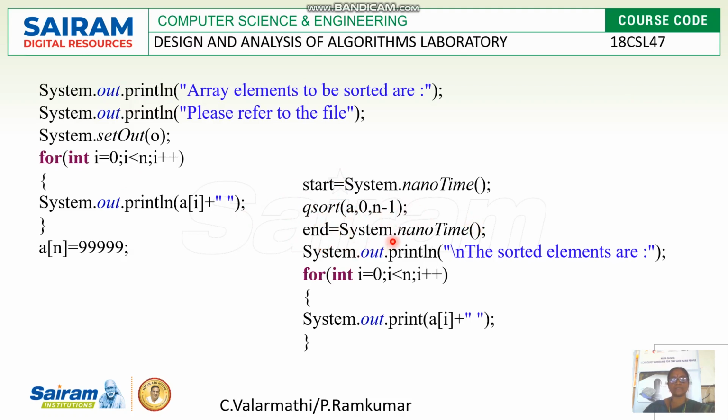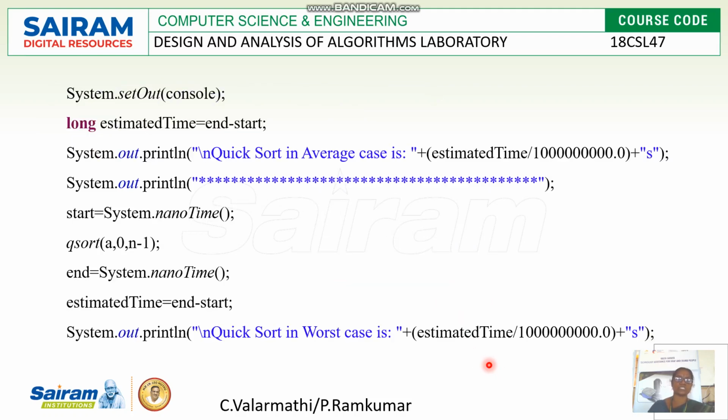Then after the performance of qsort, the ending time is noted down here. The start is nothing but the starting time of this algorithm, and end is nothing but the ending time of the algorithm execution. So likewise this is being sorted. Now the sorted elements should be stored in the a.txt file using System.out.println, with the respective space given for those elements. So likewise it is printed.